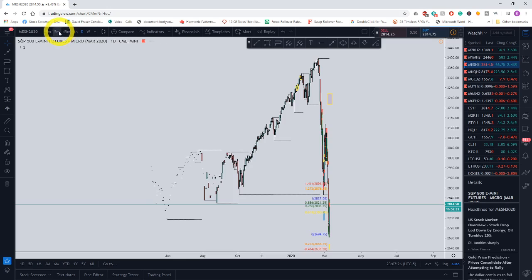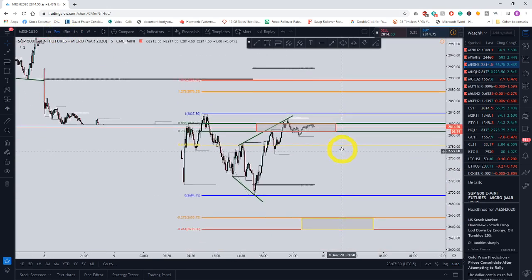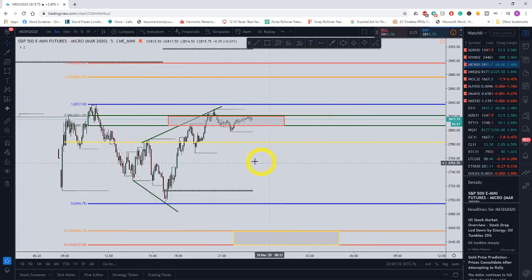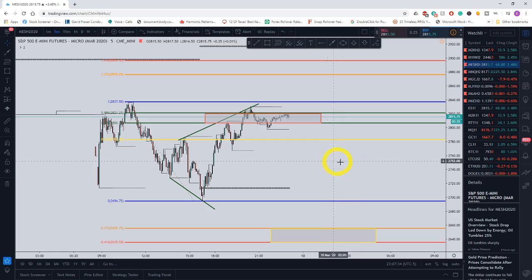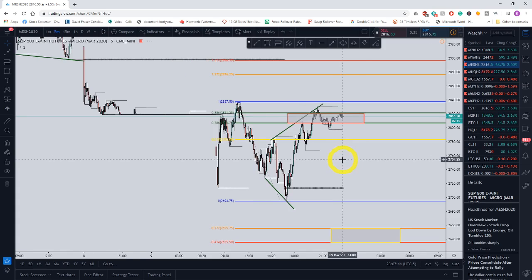Let's go into the setup for today, because there is one on the short side that is currently live. I am looking at taking it, but I'm just not sure if I'm going to right now, just because after that brutal sell-off that has been happening, excuse me, price is going to eventually bounce back up since people have made money shorting the market.